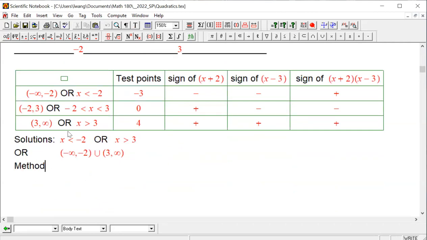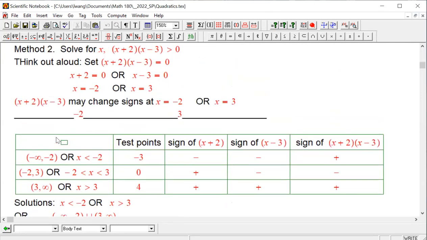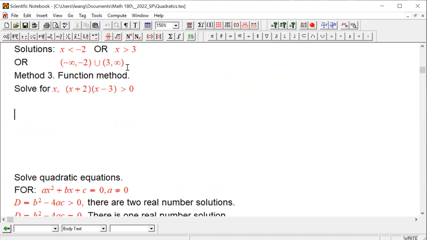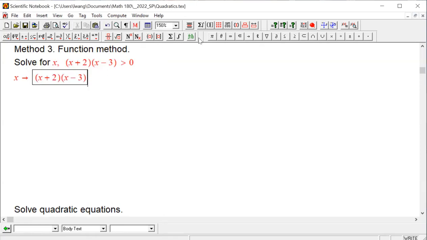Method 3 is a function method. We have talked about this method, and we mentioned it earlier. So for this question, what does that mean? We basically treat this as a function. Input, and this is the rule of the function, and we want the output to be positive.